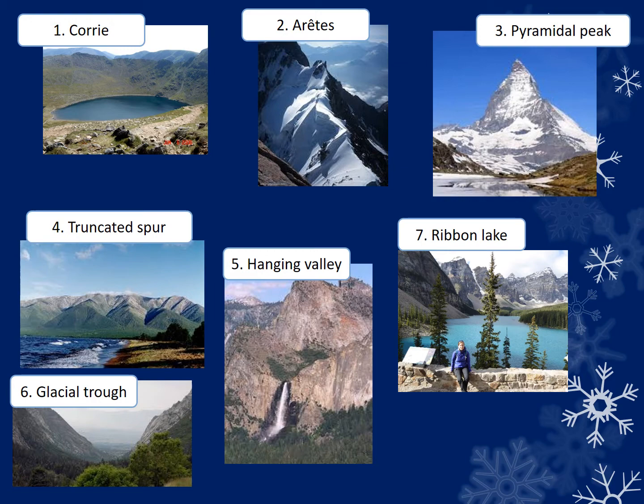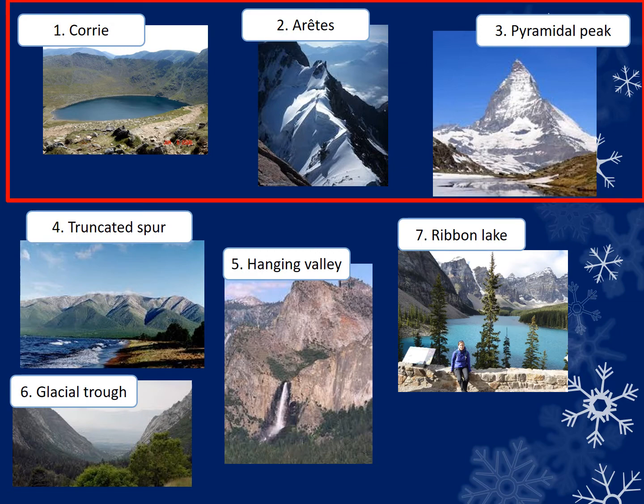And if you can understand how a corrie is made, you'll also be able to understand how an arête and a pyramidal peak are made. So these are the 3 that we're concentrating on today. Some of the others below we will look at in our next few lessons.